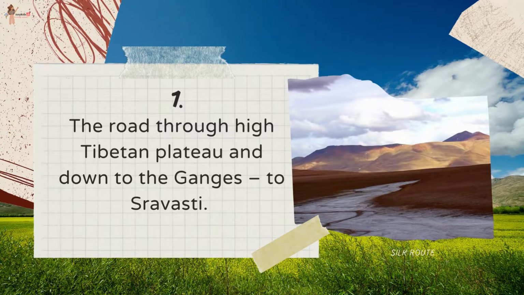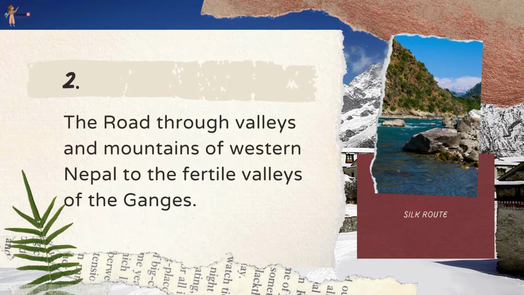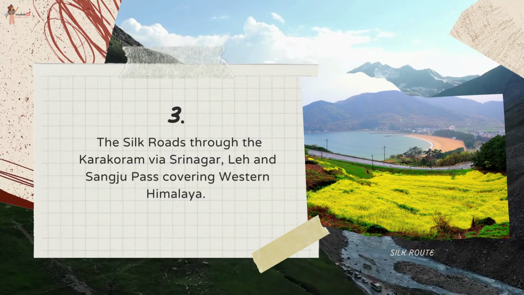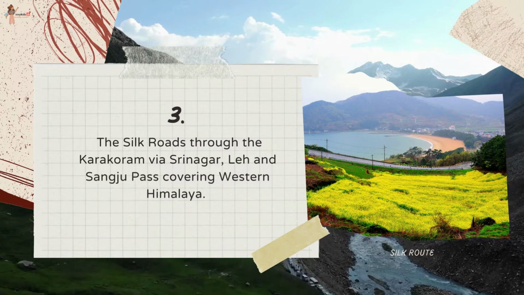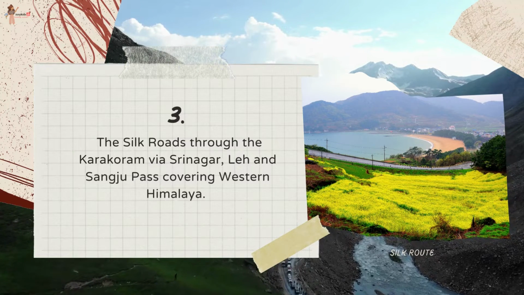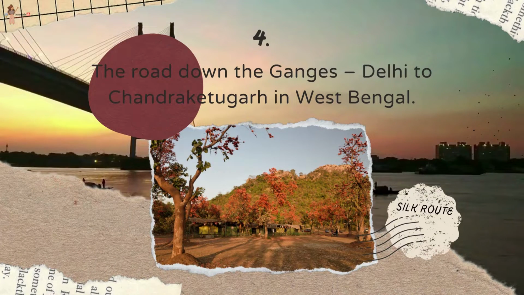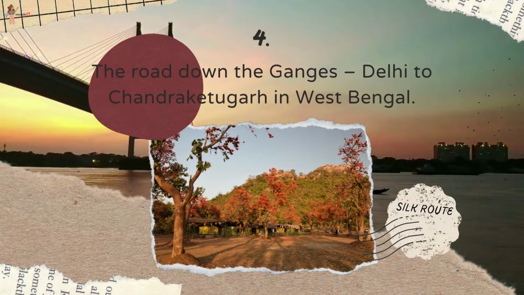The road through the High Tibetan Plateau and down to the Ganges, to Sravasti. The road through valleys and mountains of western Nepal to the fertile valleys of the Ganges. The Silk Road through the Karakoram via Srinagar, Leh, and Sangchu Pass covering western Himalaya. The road down the Ganges, Delhi to Chandraketugarh in West Bengal.